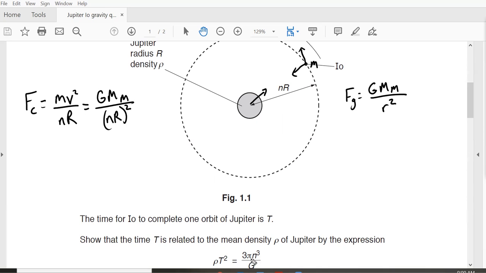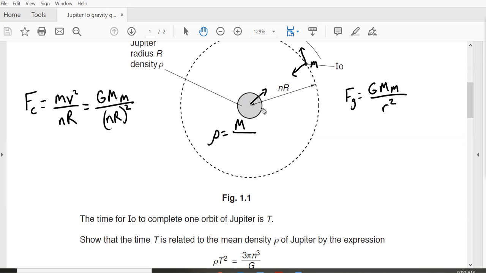Rho t squared equals 3 pi. Where's the pi coming from? And n. Some things are going to have to cancel out here. This is not going to be good. One of the things I can anticipate is that the mass, capital M, the mass of Jupiter, is not anywhere in this equation down here. So we have to express it in terms of density. The density of this planet is its mass, capital M for Jupiter, over its volume. Density is mass per volume.